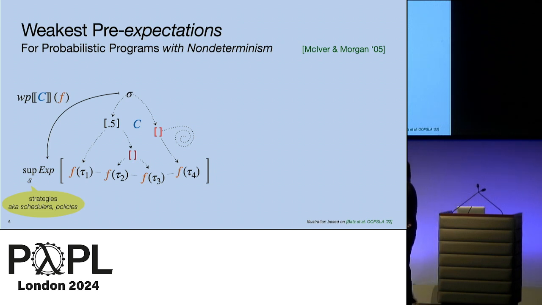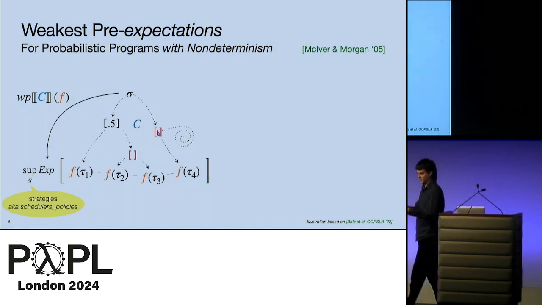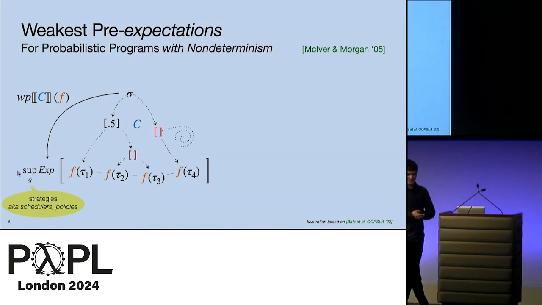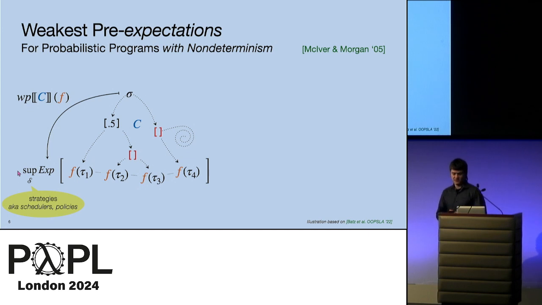This can be further extended to probabilistic programs that also have some non-deterministic choices. So notice that now some choices are purely probabilistic and others are non-deterministic. Here we can still make a decision. And the weakest pre-expectation in that case can be defined as simply to take the supremum over all possible resolutions of the non-determinism, also called strategies. Some people like to call that schedulers or policies.